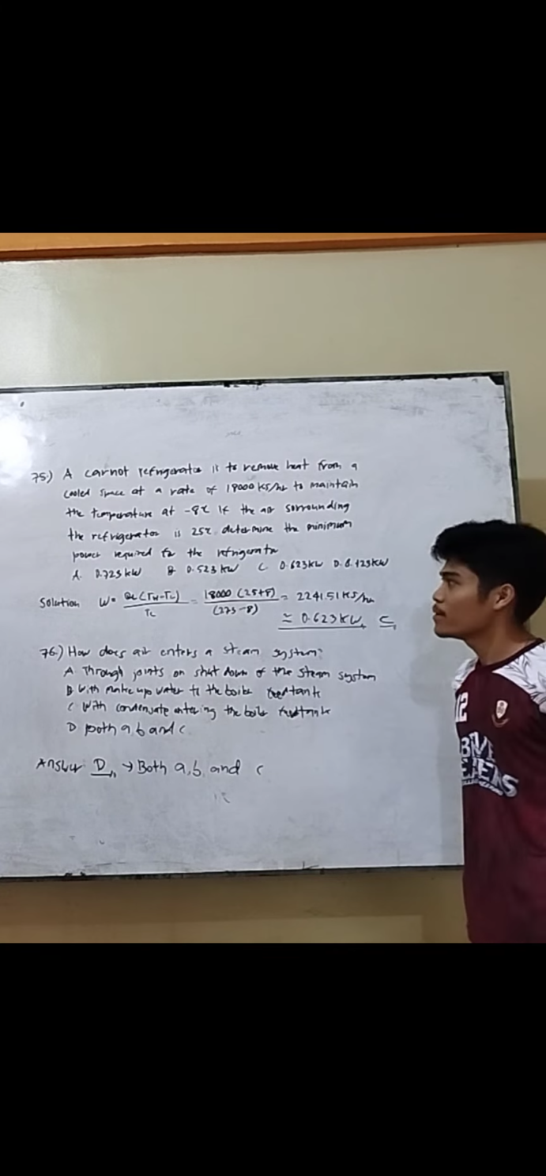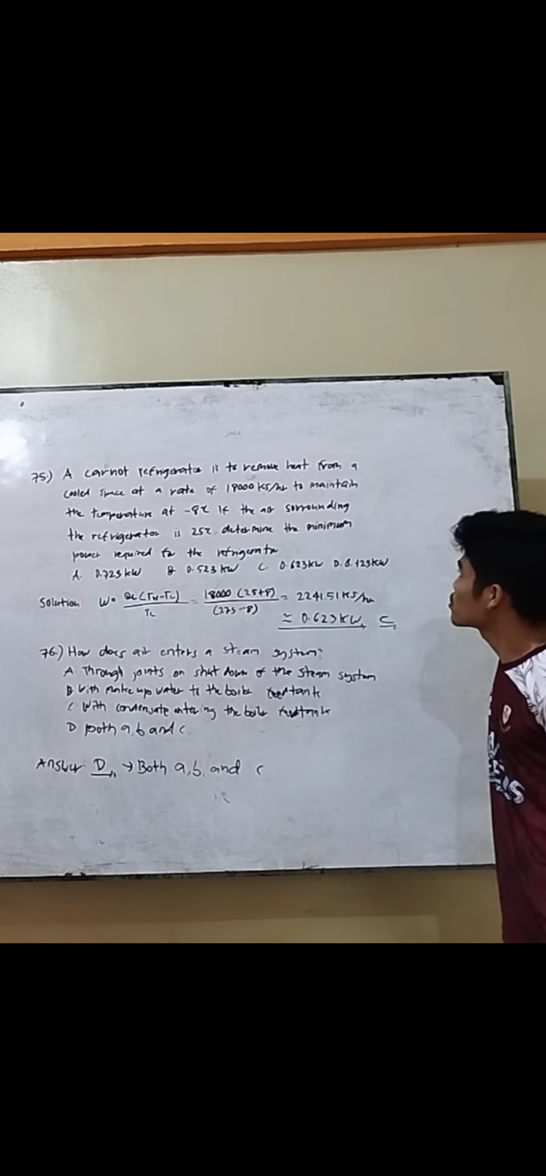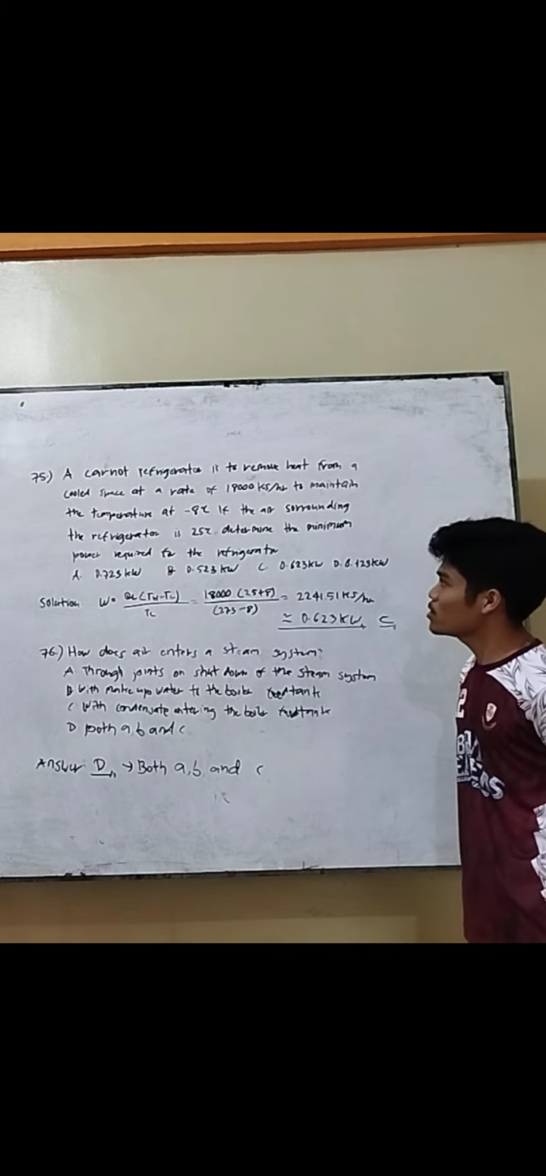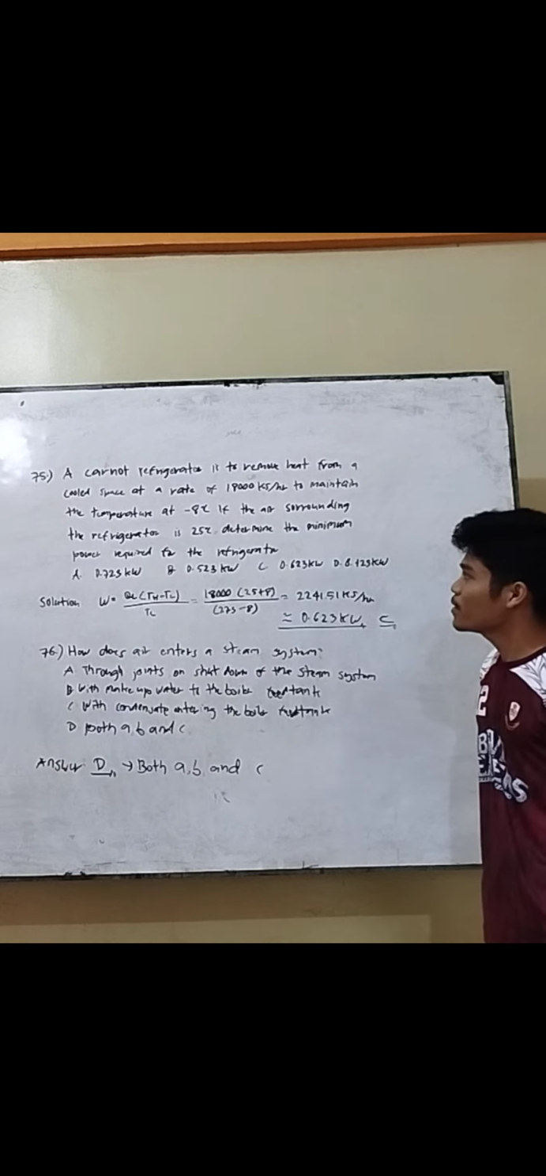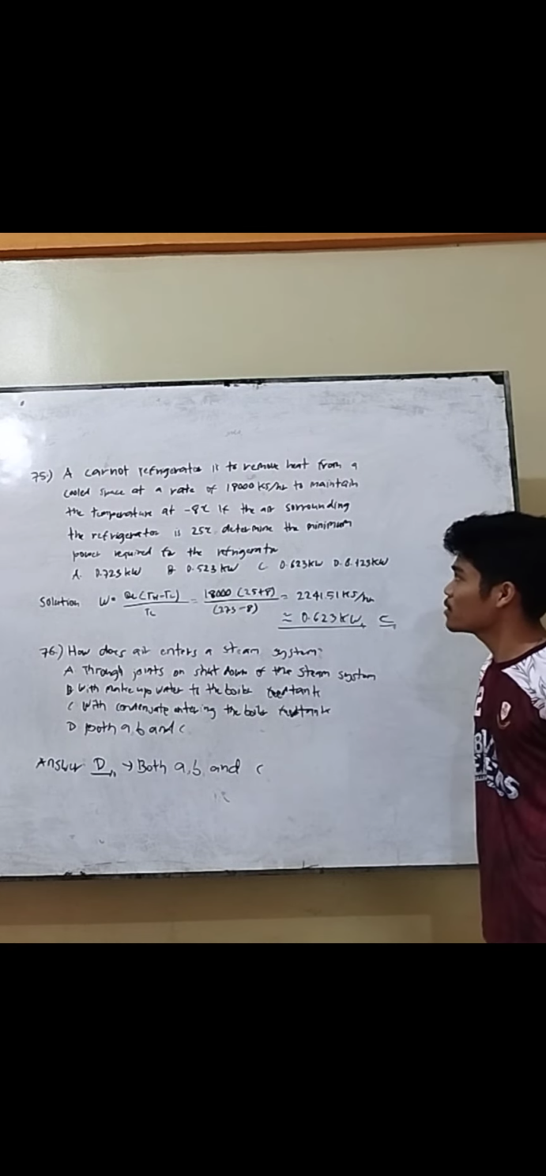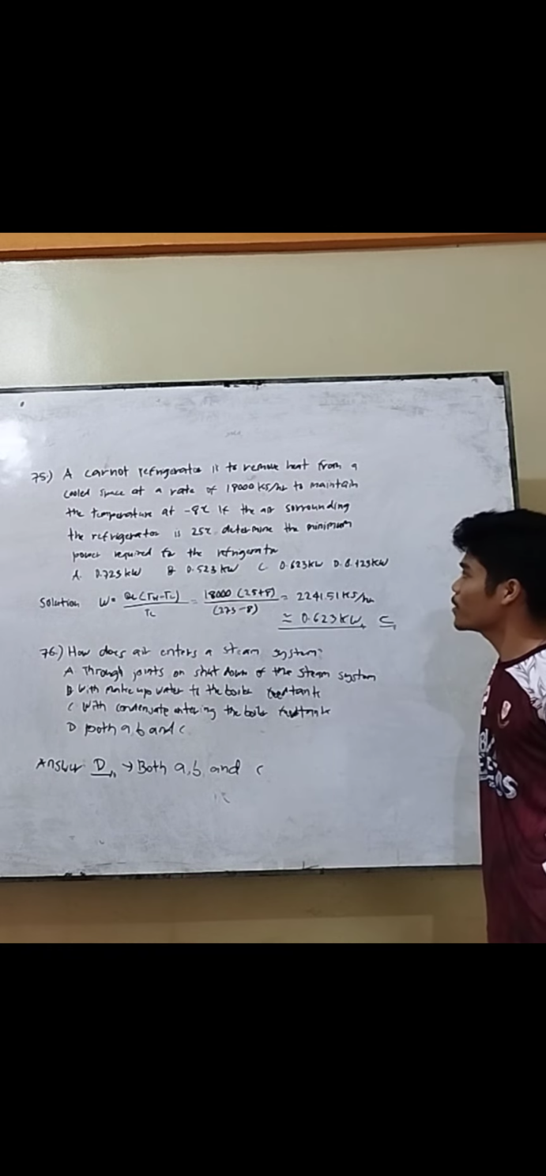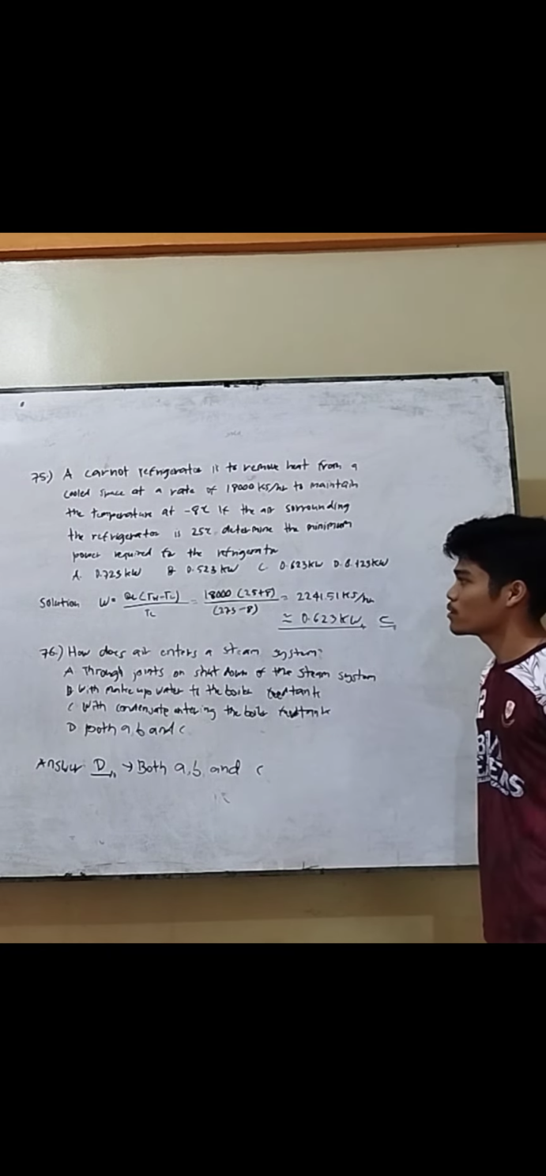For number 75, a Carnot refrigerator is to remove heat from a cold space at a rate of 18,000 kilojoules per kilogram per hour to maintain the temperature at negative 8 degrees Celsius. If the air surrounding the refrigerator is 25 degrees Celsius, determine the minimum power required for the refrigerator.